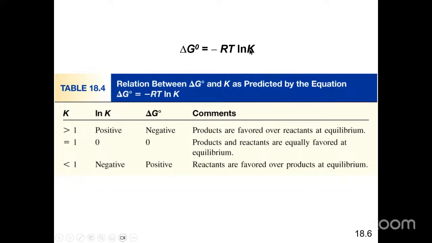Now, if K is equal to 1, we know that ln 1 is equal to 0, which means that delta G would be 0. And what that means is that the products and the reactants are both equally favored. So pretty much you have equal amounts of products and reactants. And then finally, if K is less than 1, that means that ln K would be negative, which means that because of this negative sign here, delta G standard will be positive. And what that means is that at the equilibrium position, the amount of products in terms of concentration will be less compared to the amount of reactants, all right?